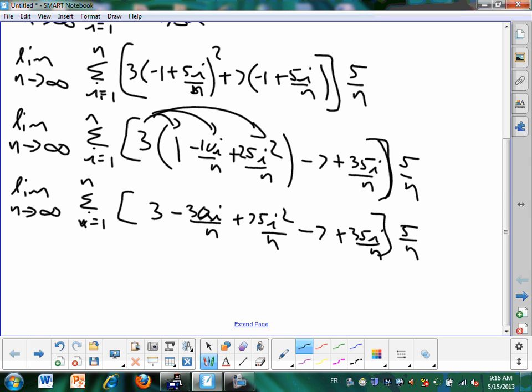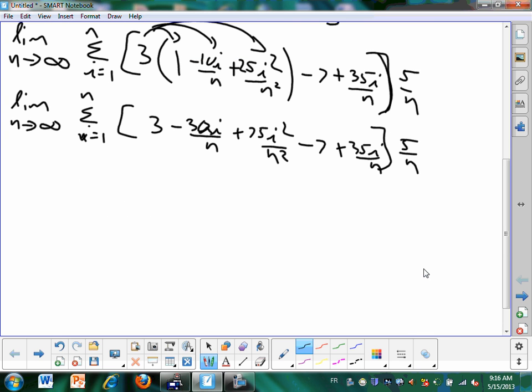Yes. This should be over n squared. I missed an n squared there. Perfect. Next step, I'm going to multiply my delta x through after I collect my like terms. I'm going to have -4 times 5, -20 over n.